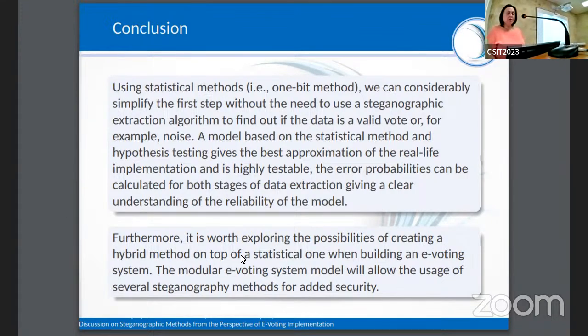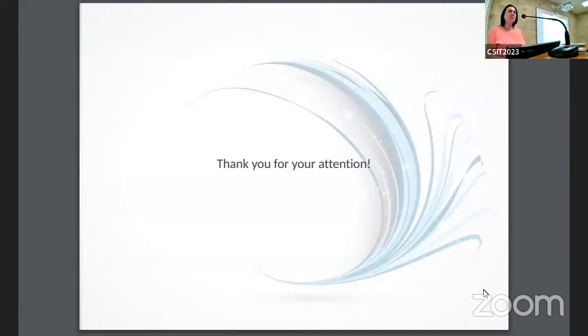Furthermore, it is worth exploring further possibilities. These are our future thoughts on what to do next: creating a hybrid method on top of a statistical one when building an e-voting system. The modular e-voting system model will allow the usage of several steganography methods for added security. That is all. Thank you for your attention. If there are questions, I will be glad to answer.